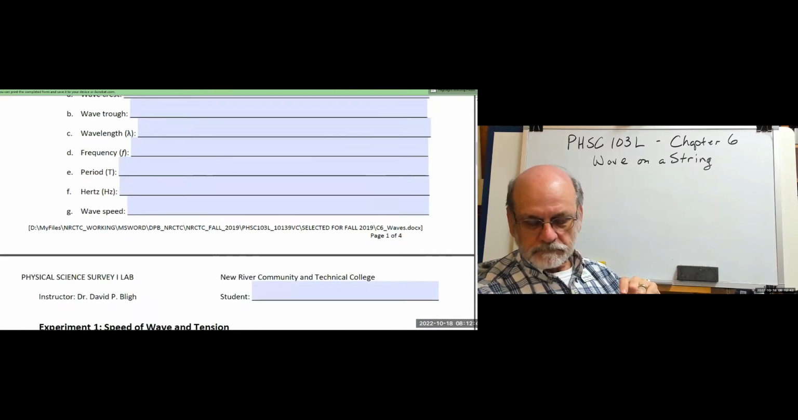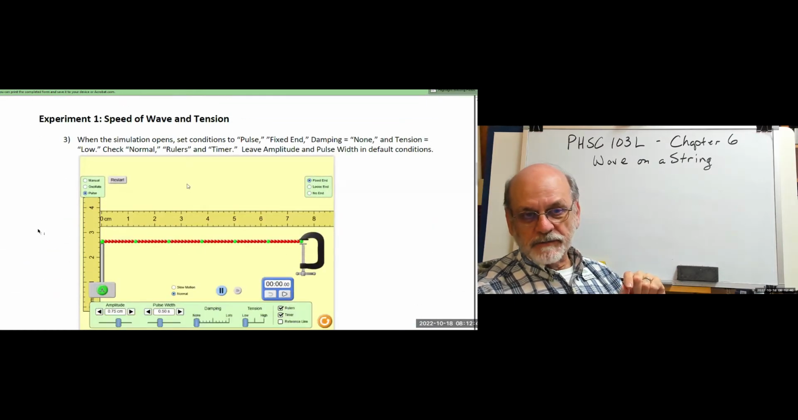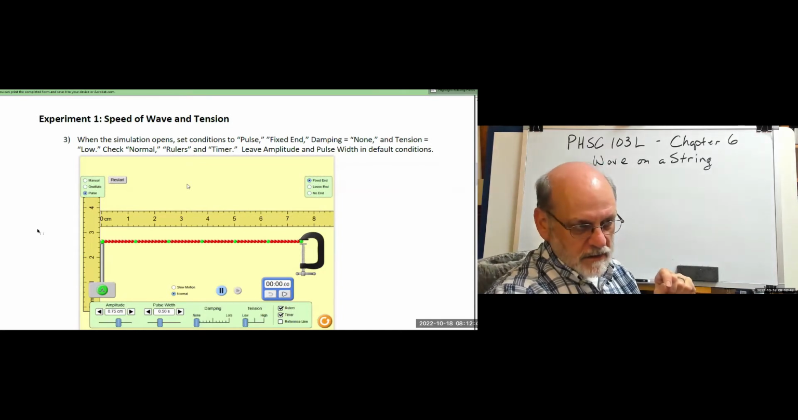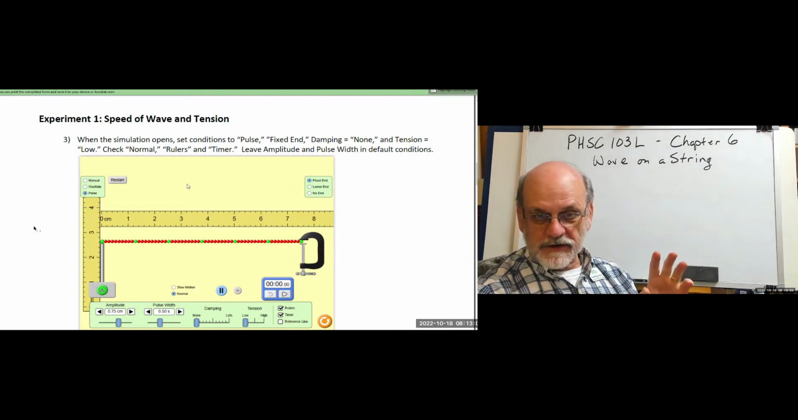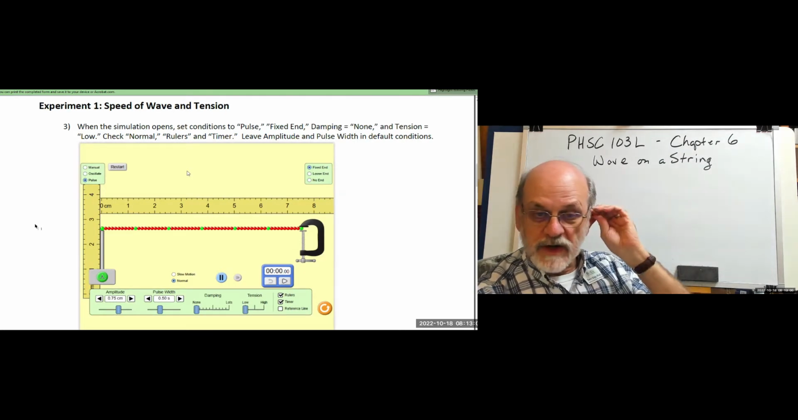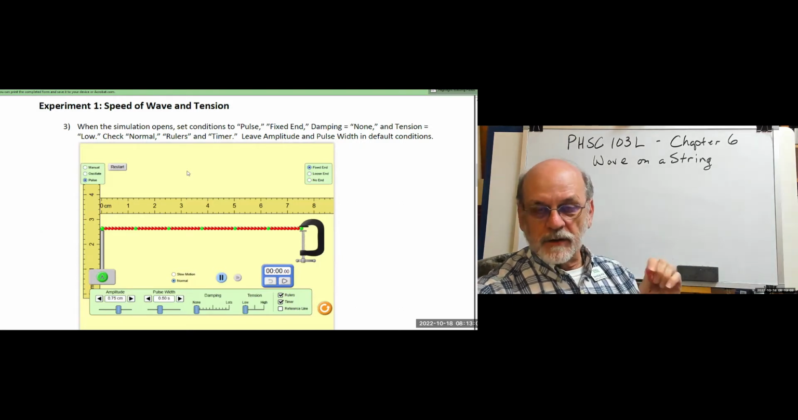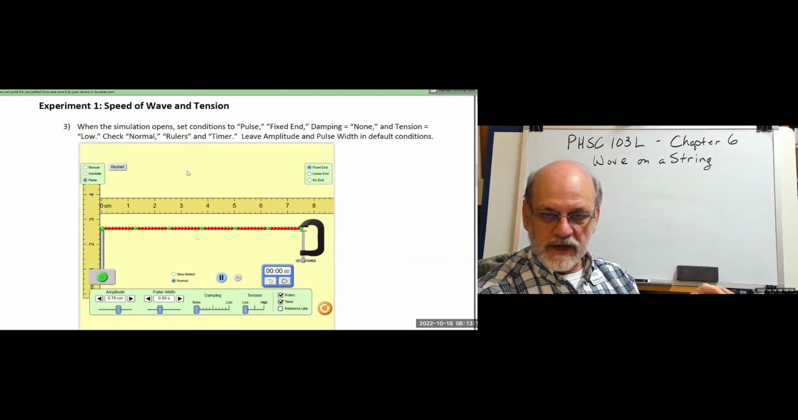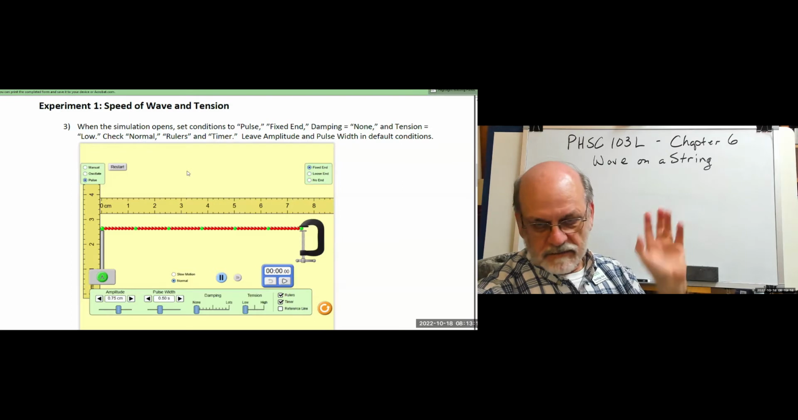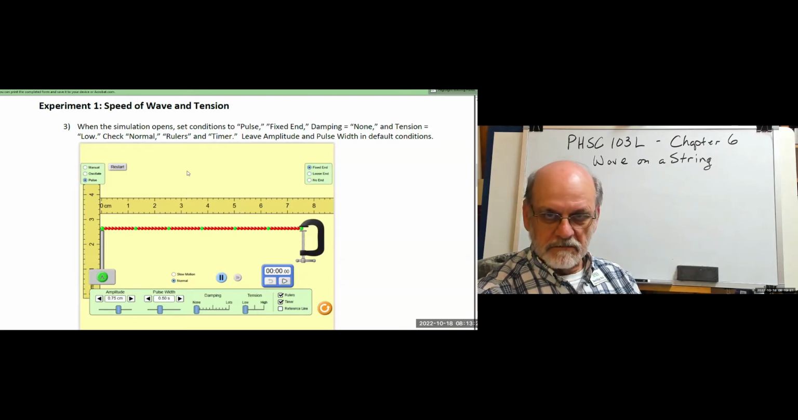All right, so there are, I believe, 2 experiments that come with this simulation, if I'm not mistaken. Yes. Okay. So once you have your document out, this is where we're going to start, with the speed of the wave and tension. So I'm going to stop this share, and then I'm going to call up the simulation, and we're going to run from the simulation. And if I need to do anything on the board, it's here. If not, I probably will, because there are some calculations.